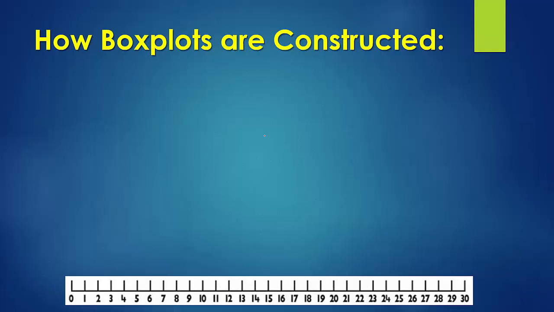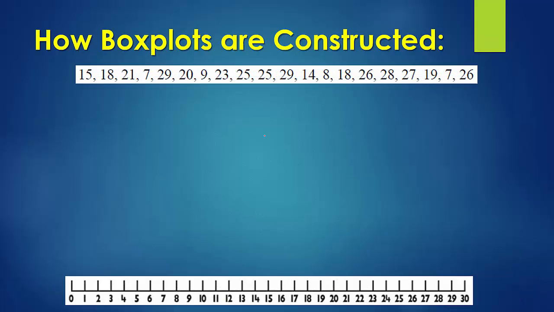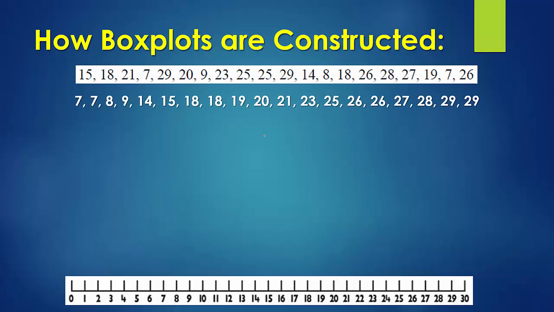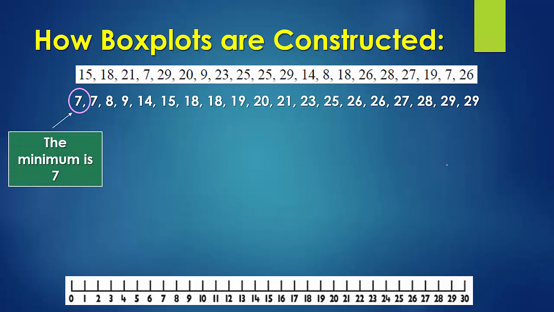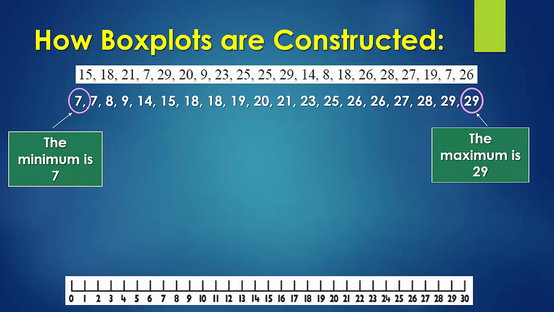All right, so how box plots are constructed. Let's say we have a list of numbers. We would put them in order from smallest to largest, and unlike some of the other things we've done, we would repeat numbers. So like you notice that 7 shows up twice, we still count it twice. So the minimum would be 7. Maximum would be 29. The median, which is your middle number, would be 20, and it's median, not medium.